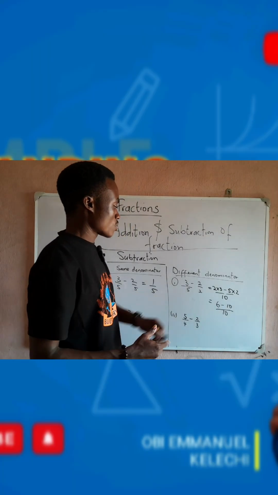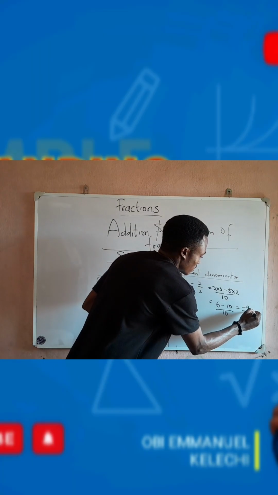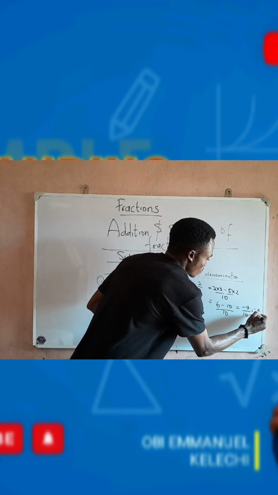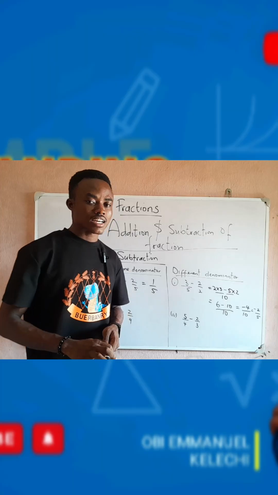It's going to be 6 minus 10 over 10, which is equal to minus 4 over 10, which is equal to minus 2 over 5. So that's our final answer for it.